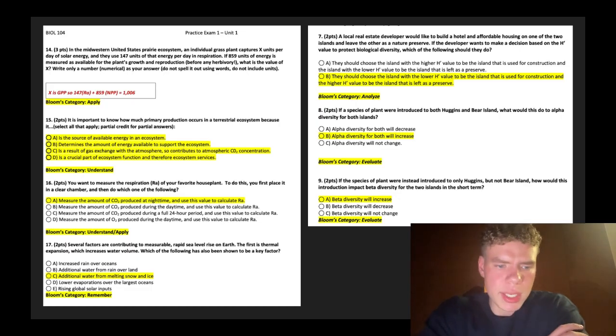17. Several factors are contributing to measurable rapid sea level rise on Earth. The first is thermal expansion, which increases water volume. Which of the following has been shown to be a key factor?